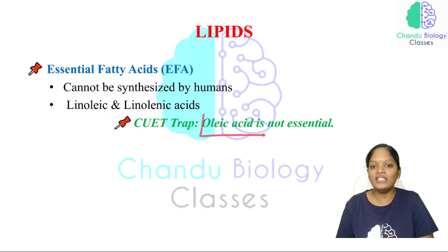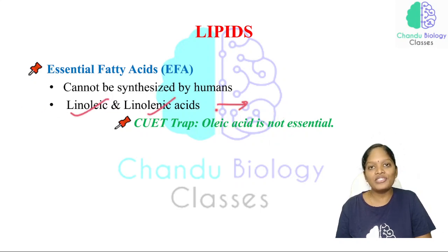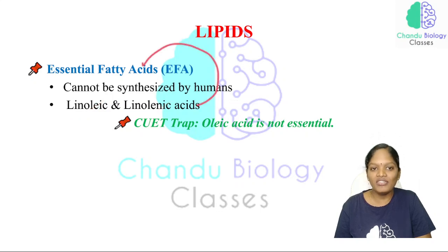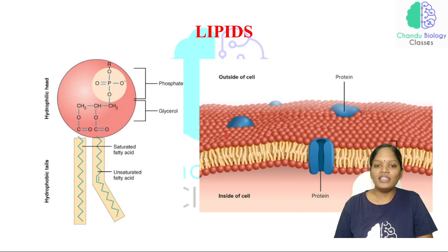And we have studied oleic acid, which again comes under the unsaturated fatty acids, but it is a monounsaturated fatty acid, and oleic acid is not essential. Linoleic and linolenic acids, which come under the polyunsaturated fatty acids, are very essential fatty acids. And just remember, essential fatty acids cannot be synthesized by human beings. See, this is the structure as we know before. So this is the head part.